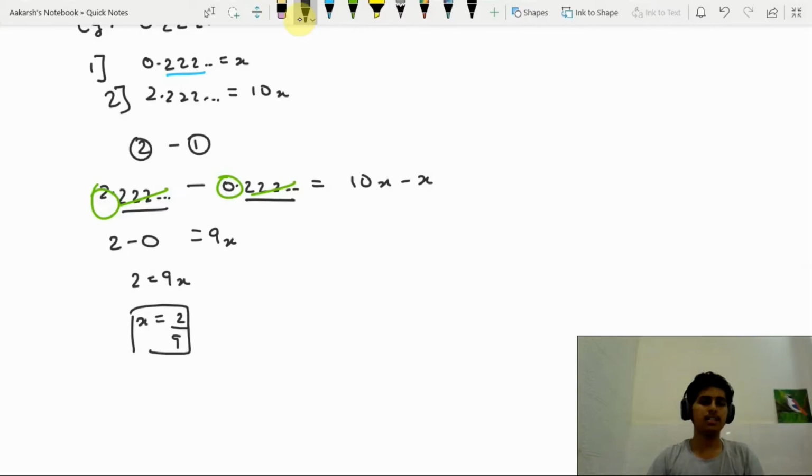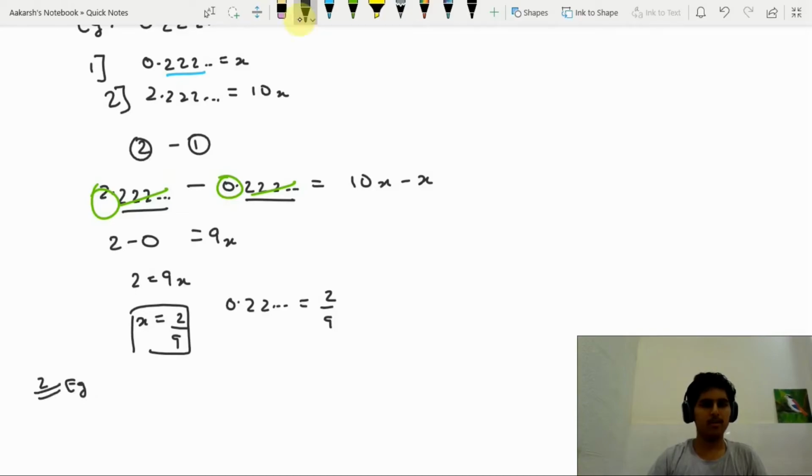So this is actually the fraction. I've converted 0.222 recurring, the recurring decimal, into nothing but 2 by 9. So you see, it is so simple, but now we'll take another example.